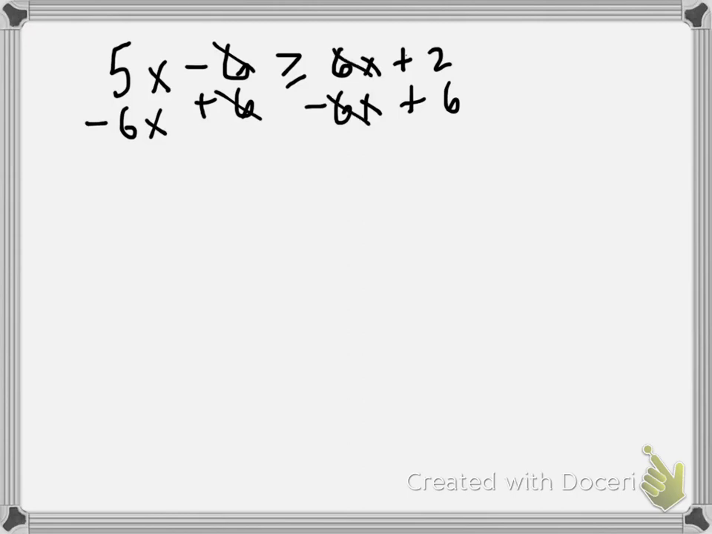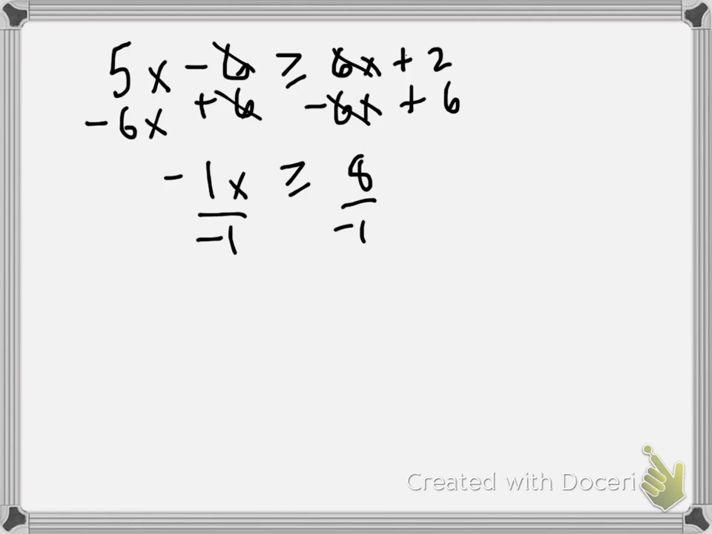5x minus 6x is -1x. And 2 plus 6 over on the right gives me 8. Okay, so the next step here is going to be to divide by -1. And this is where you really have to be paying attention, because you've got to have like a little alarm in your head that goes off.